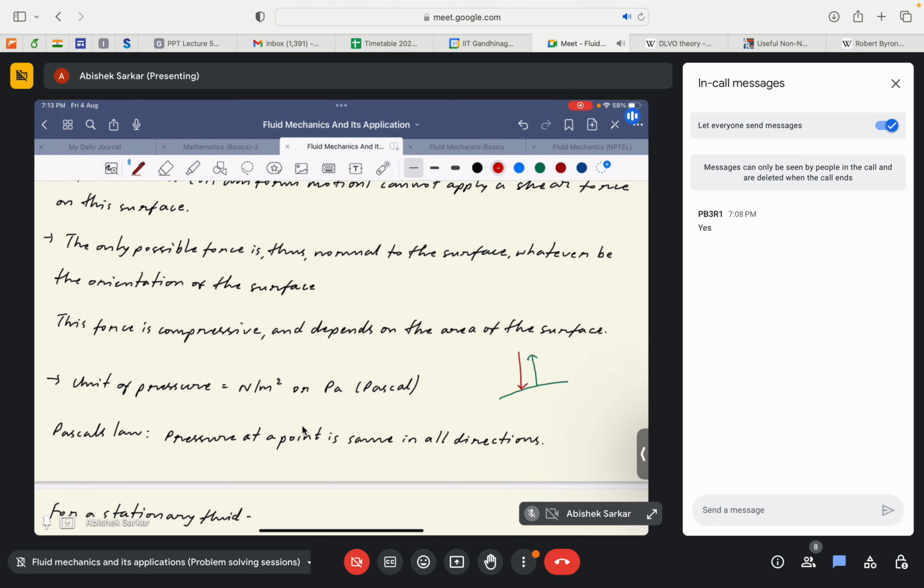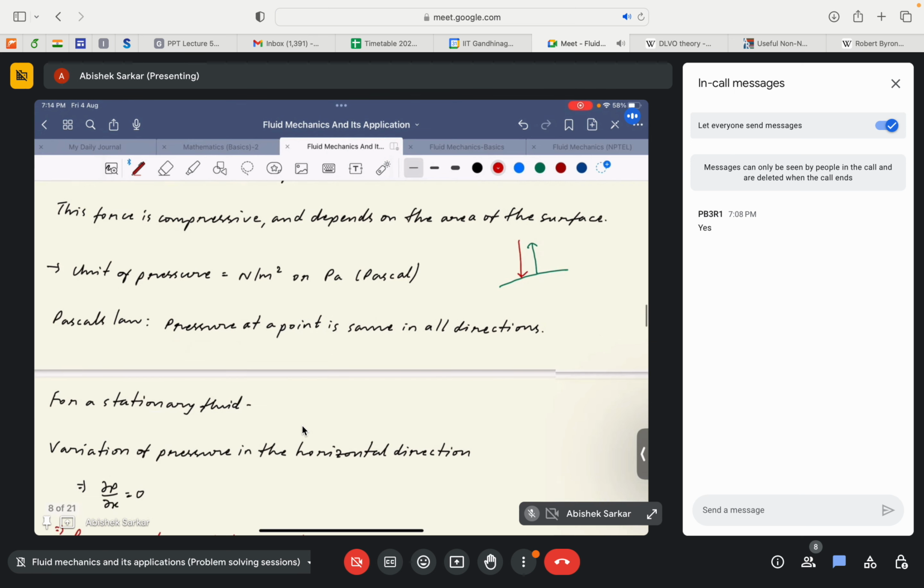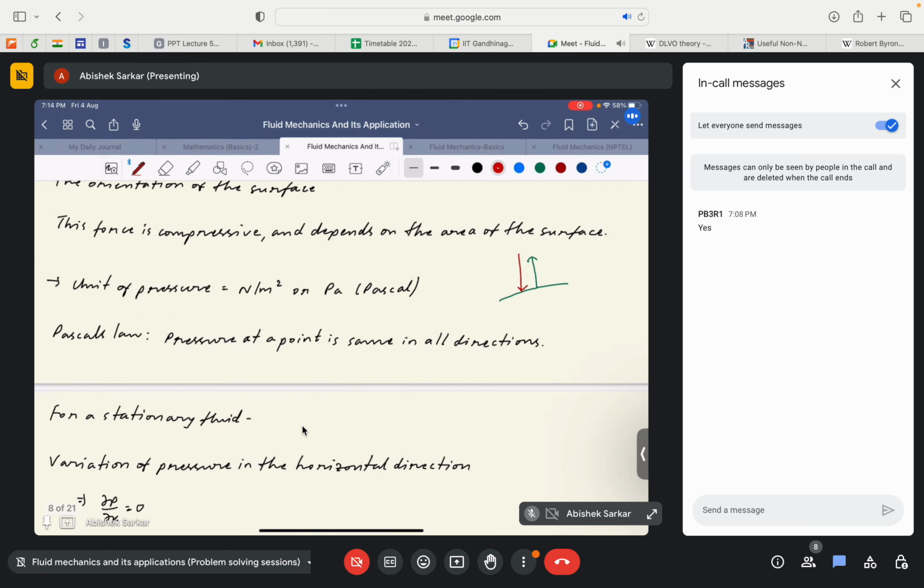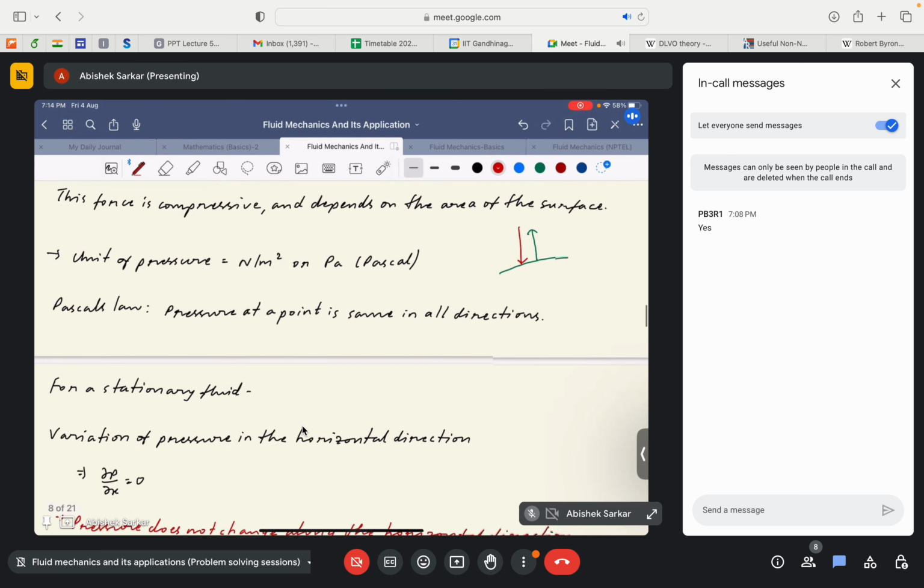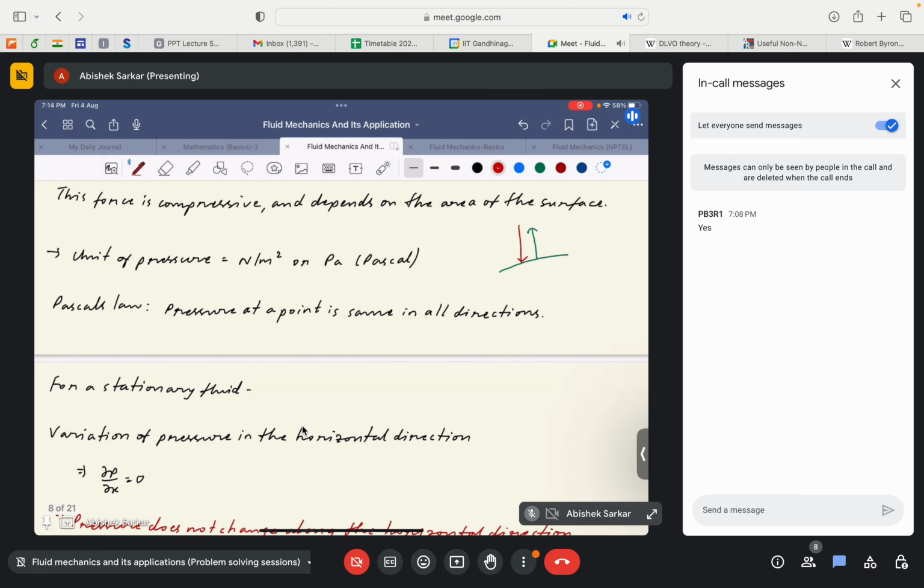So the force that acts in this case is compressive, right? Because it effectively compresses the surface of the body. This compressive force that acts in the direction opposite to the direction of the area surface is termed pressure in our case, right? And the unit of pressure is Newton per meter square, because it's basically the force per unit area.